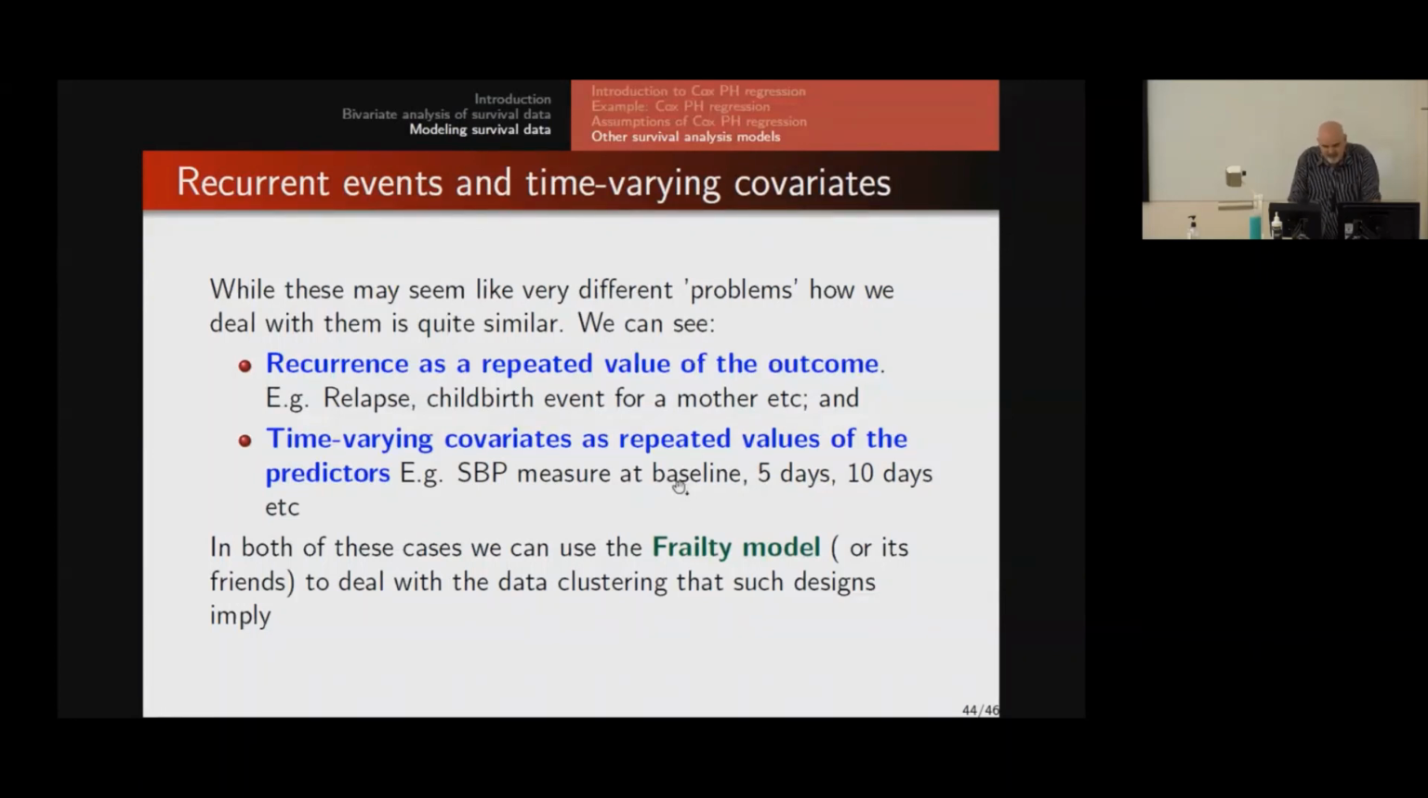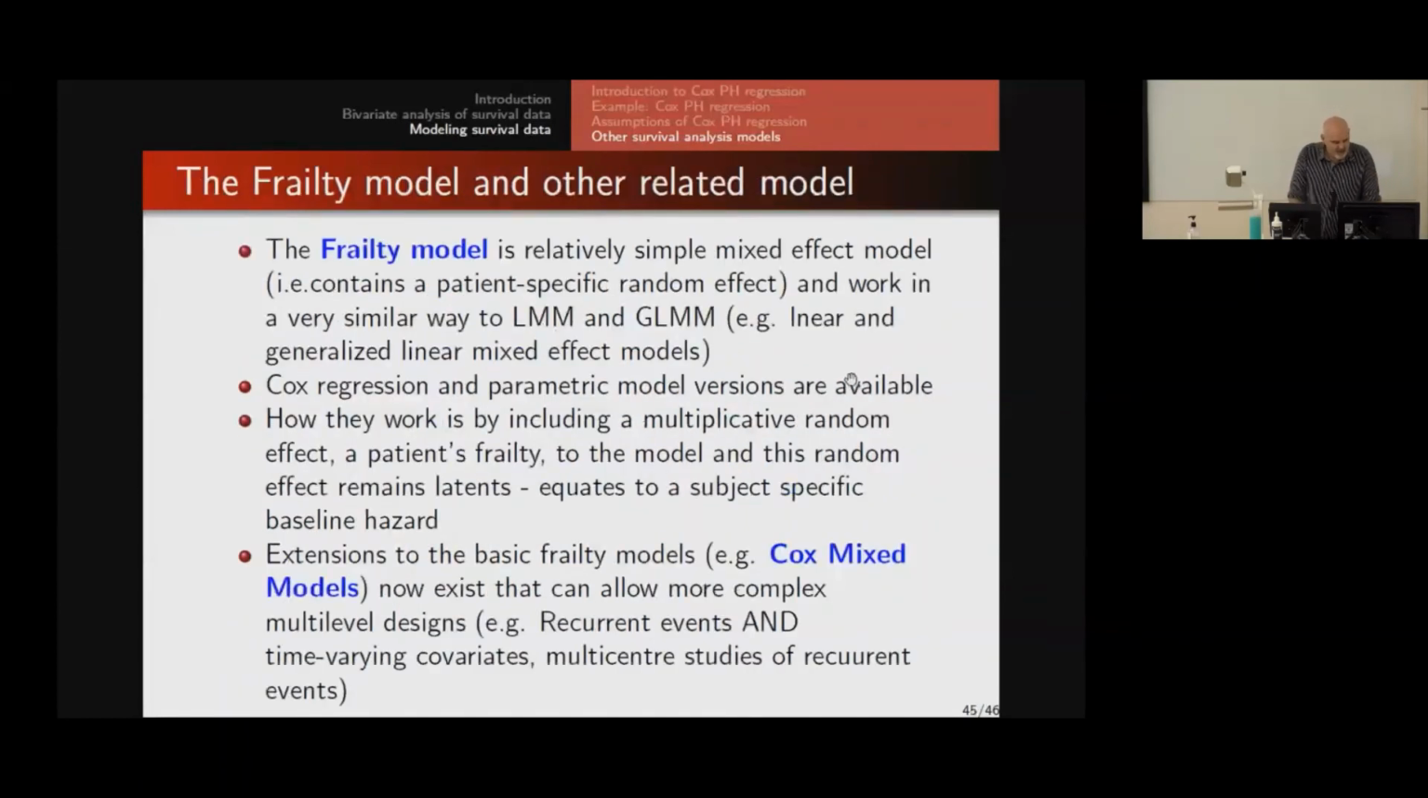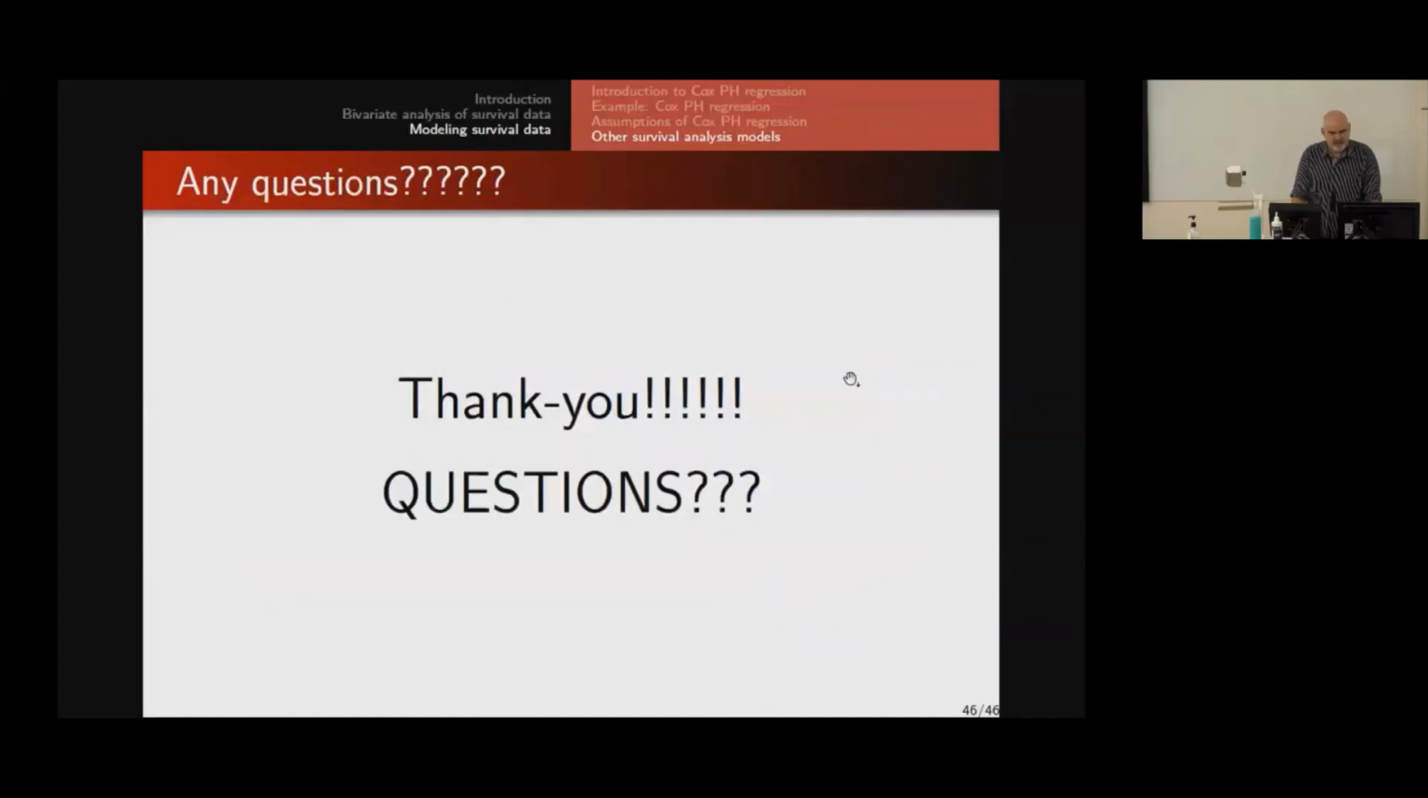However, in both of these cases, we have clustered data. We have repeated values that can be linked to a particular patient. So we will often use similar types of models to deal with these very different problems. And in both cases, we can use frailty models or its more recent friends to deal with the data clustering that these sorts of designs result in. Okay, so I'm just going to mention frailty models and then we're done.